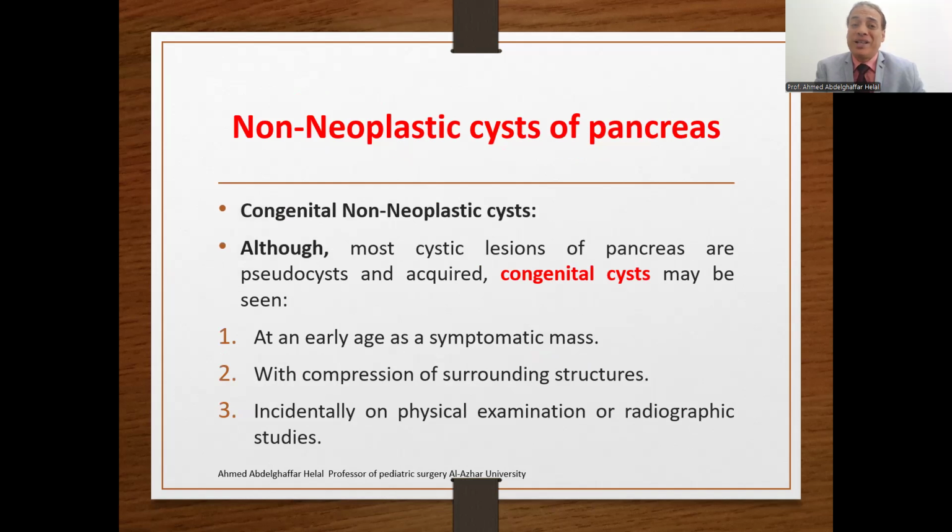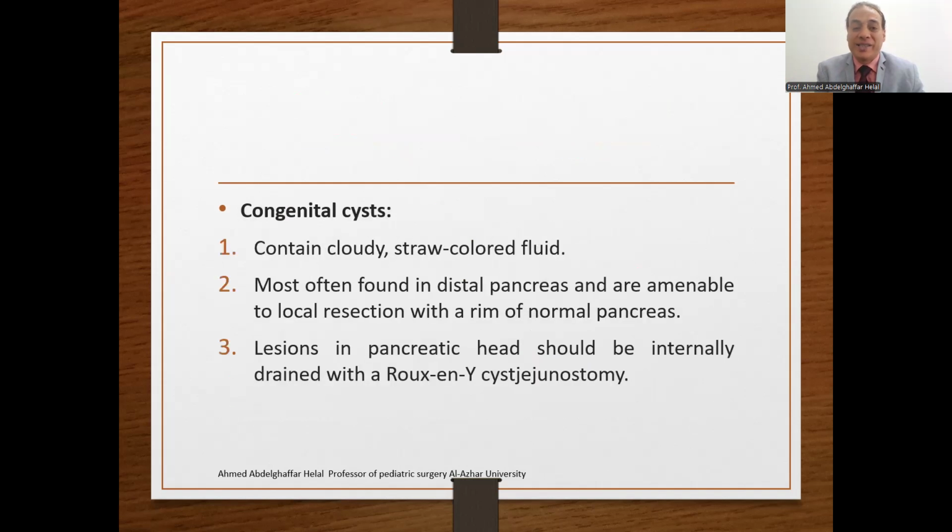Finally, what's called non-neoplastic cyst of the pancreas. We may have a congenital non-neoplastic cyst, usually diagnosed at an early stage as an asymptomatic mass with compression of the surrounding structures, or incidentally on physical examination. The congenital cyst is often found in the distal pancreas and is amenable to local resection with a rim of normal pancreas. Lesions in the head should be internally drained with a Roux-en-Y cystojejunostomy.